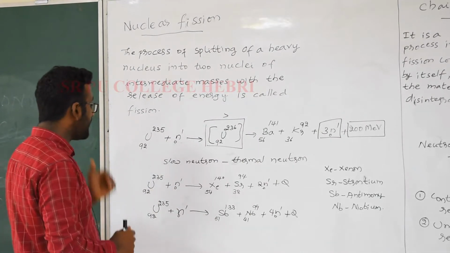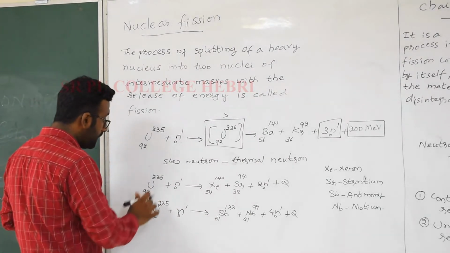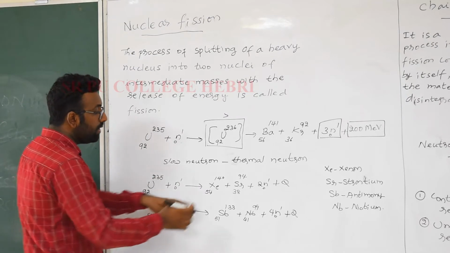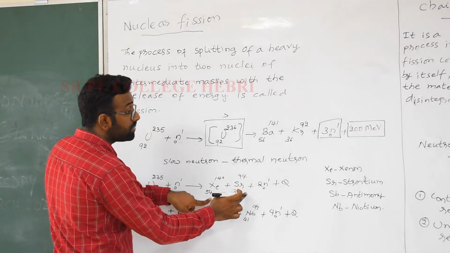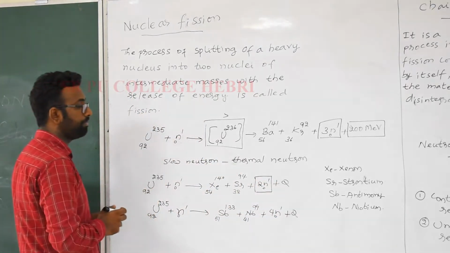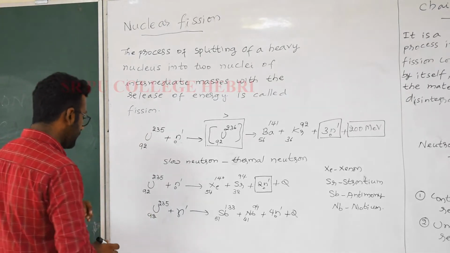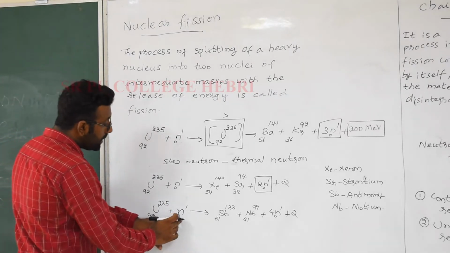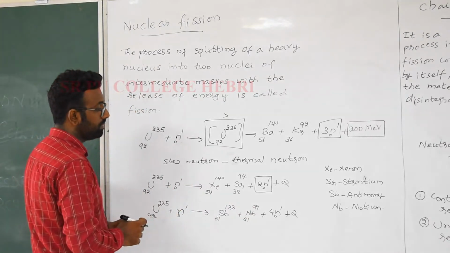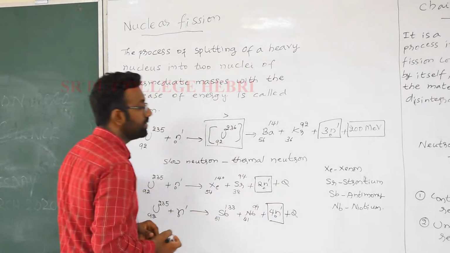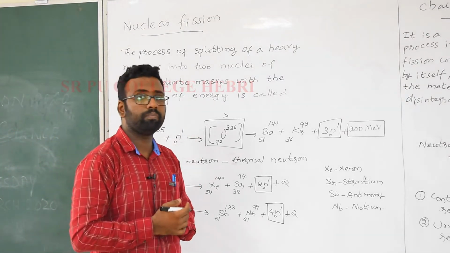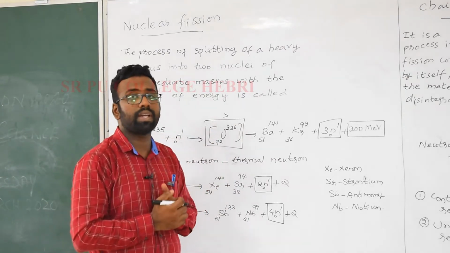Now we can see some other examples. We can take uranium-235 plus 1 neutron, which will also give rise to another kind of reaction where you get xenon and strontium with the release of 2 neutrons and energy. Again, you can take one more example: uranium-235 with one neutron is going to give antimony and niobium with the release of 4 neutrons and energy. So this may be asked for 1 mark, maybe. You can just remember the exact definition.